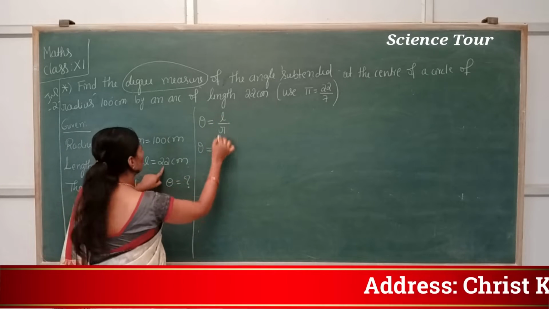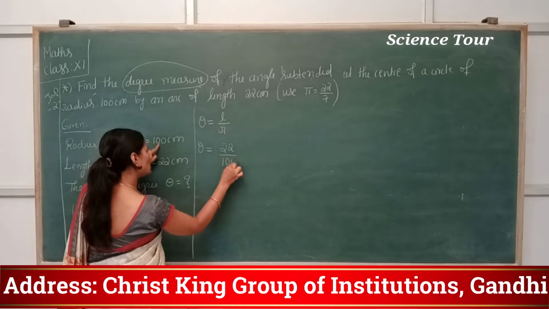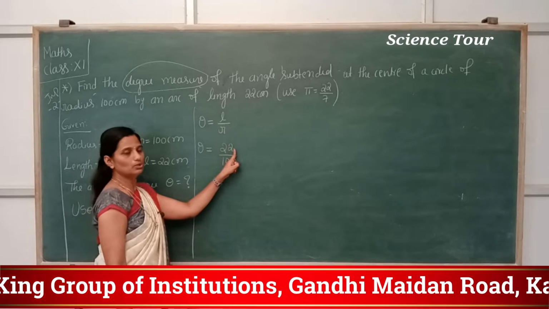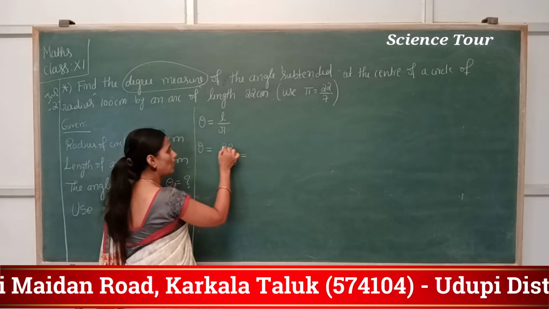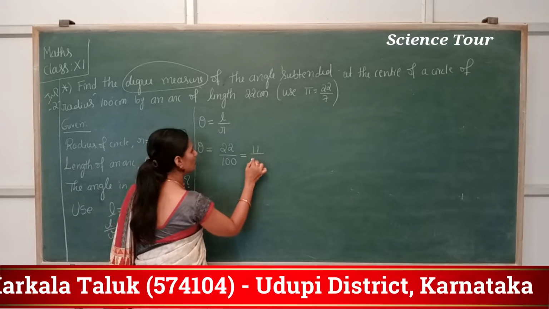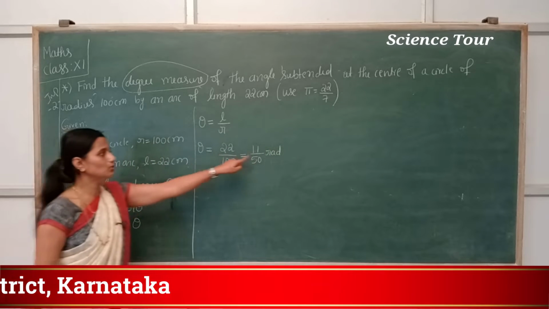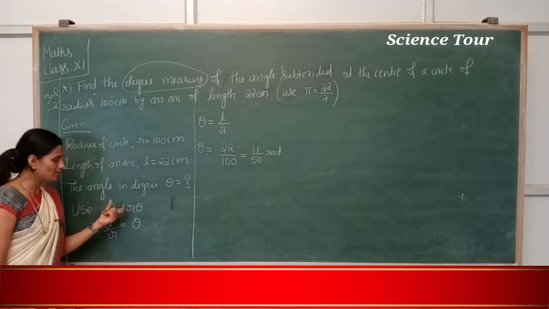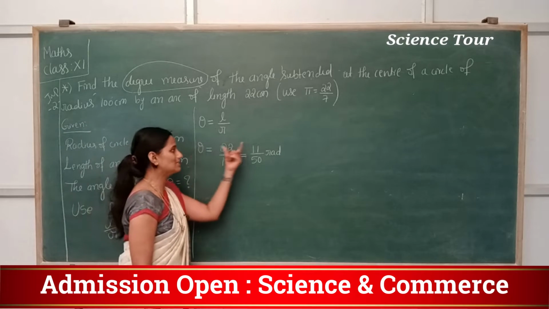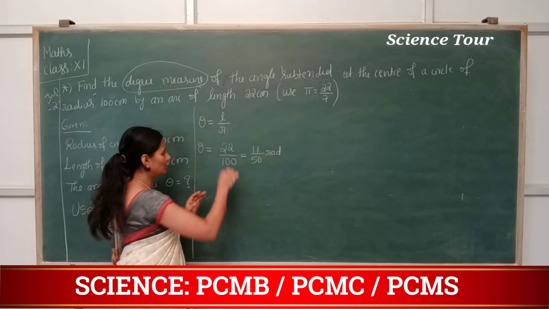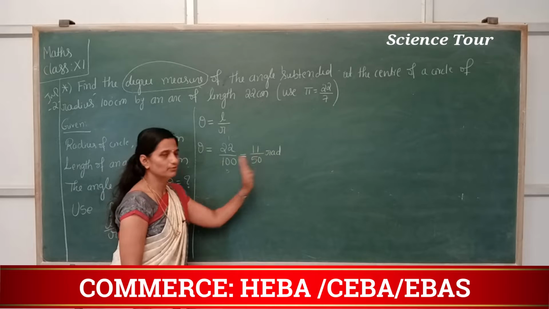So now L is 22 divided by R, which is 100. So theta is equal to 22 divided by 100. If you want, you can further simplify that: it is 11 divided by 50 radian. Why did I give the unit as radian? Because in our definition, theta is the angle in radian. So theta is equal to 11 by 50 radian.